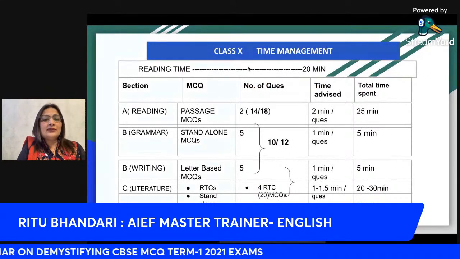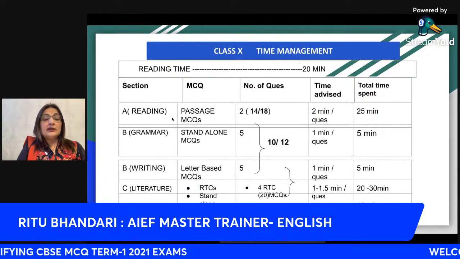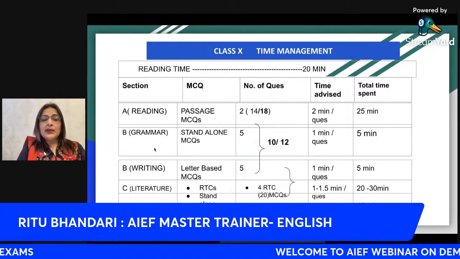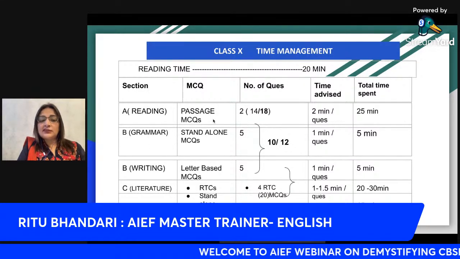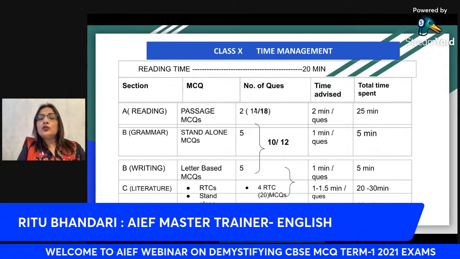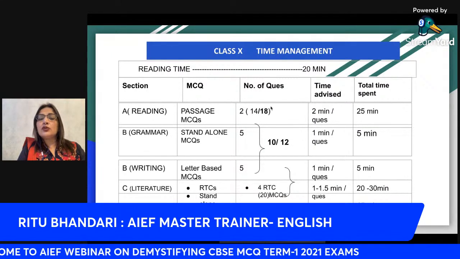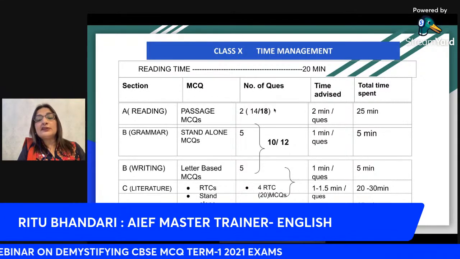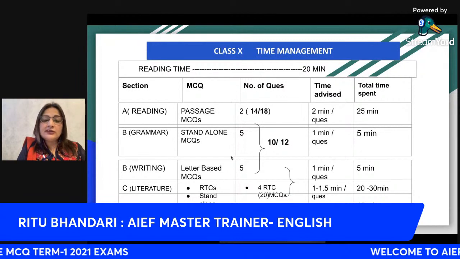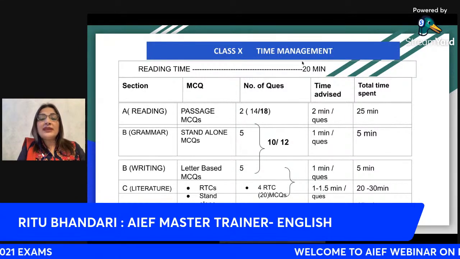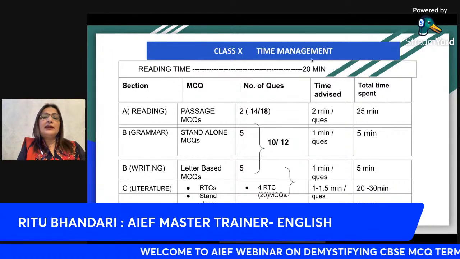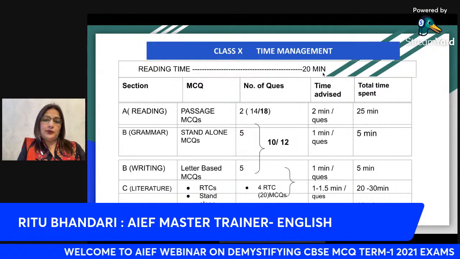So coming to 10th standard time management, we have sections A, B, and C. In section A, we have passage questions. There will be 2 passages, out of which we have to do 14 questions out of 18. So 6 questions do not have to be attempted. All this has to be done after a 20-minute reading time. Now, this 20-minute reading time is a bonus for all of you.